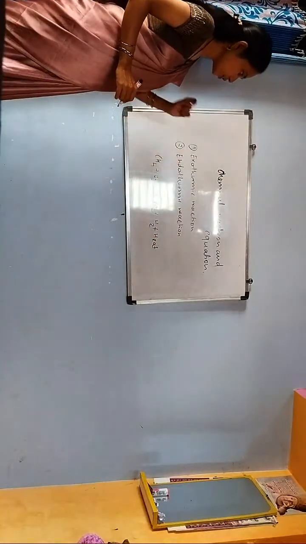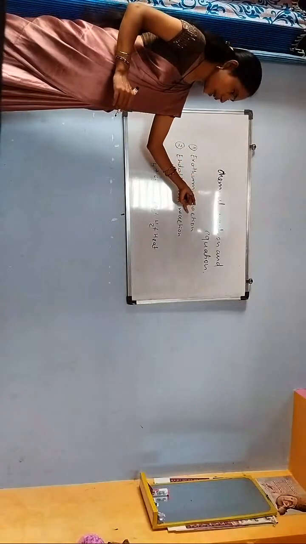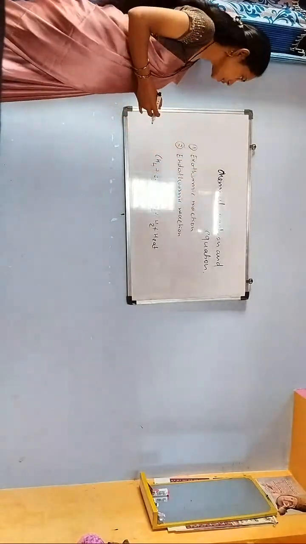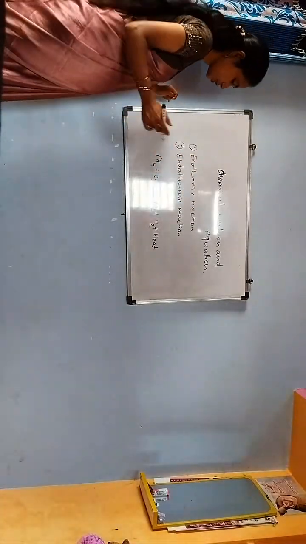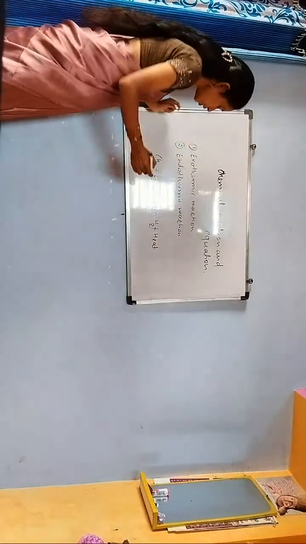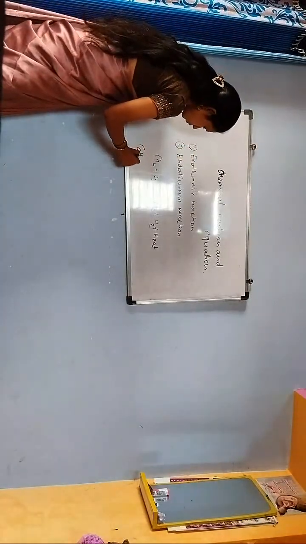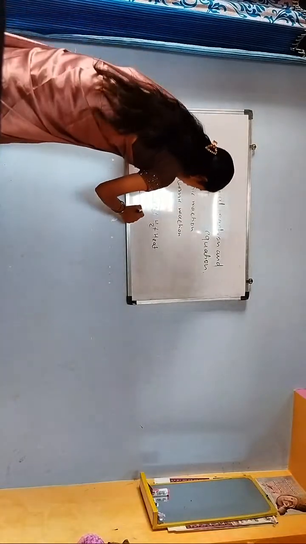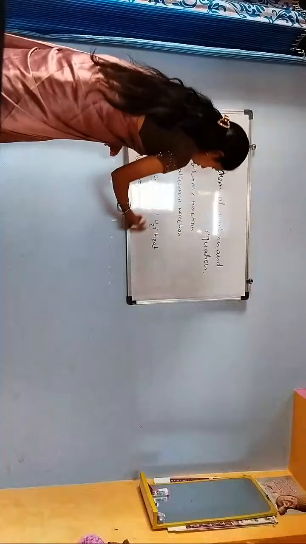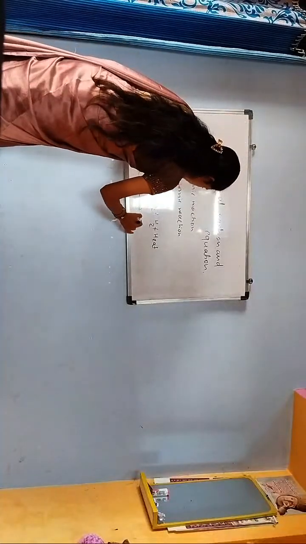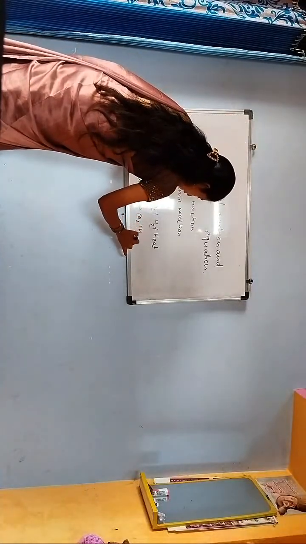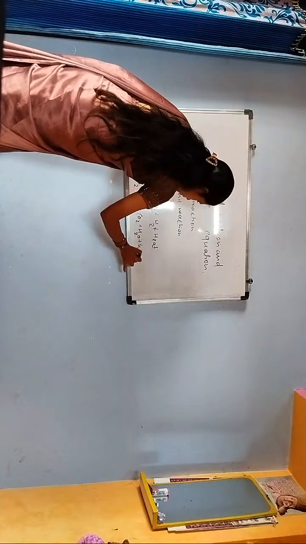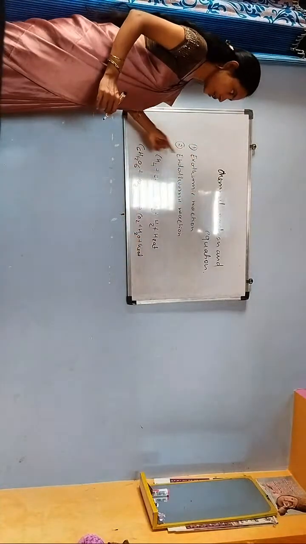Next one is endothermic reaction. But first, in case of exothermic reaction, we can take respiration. It is also an example of exothermic reaction. In respiration, glucose C6H12O6 reacts in the presence of oxygen, and the products formed here are CO2, H2O, and heat. So this is an example of exothermic reaction.